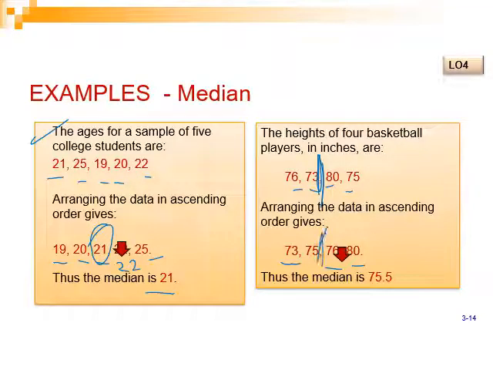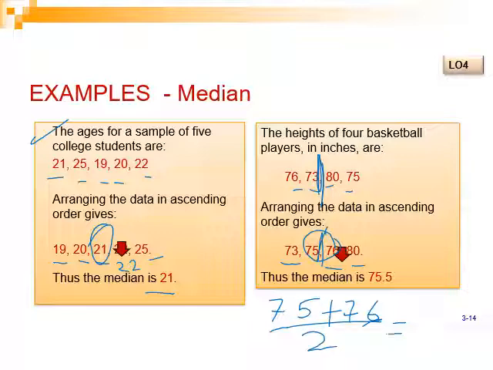But we don't have a midpoint here. What can we do? In this case, we add up the two values in the middle, 75 plus 76, and divide by 2. In other words, we get the mean of the two middle values, which equals 75.5. This is the median when the number of values is even, not odd.